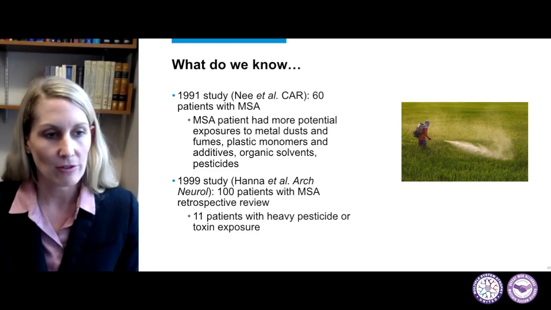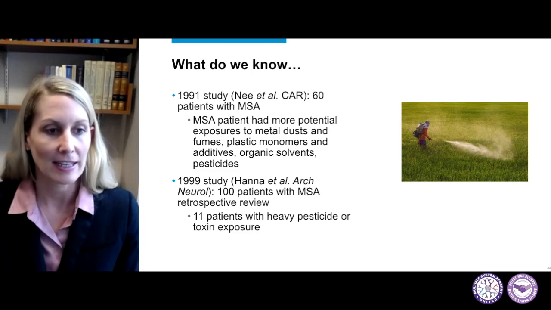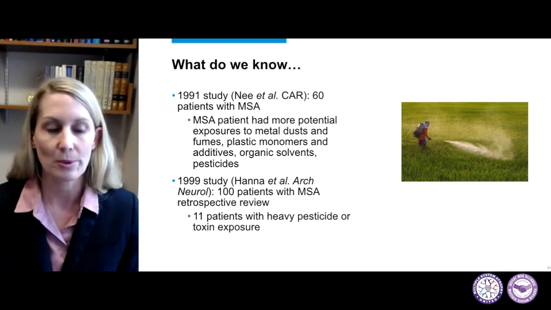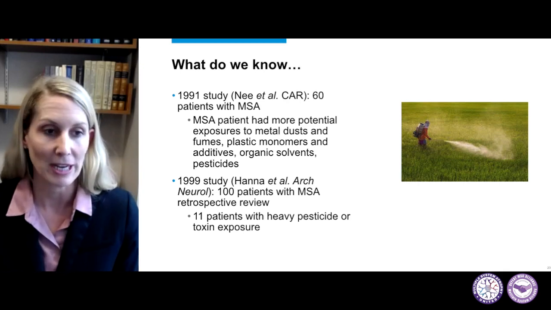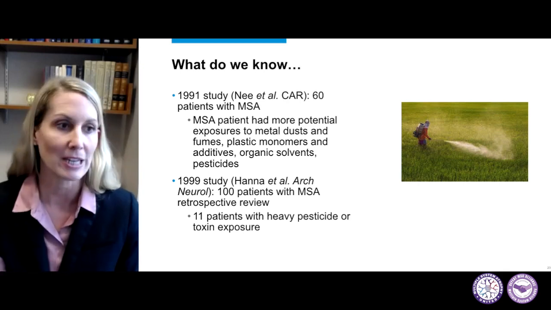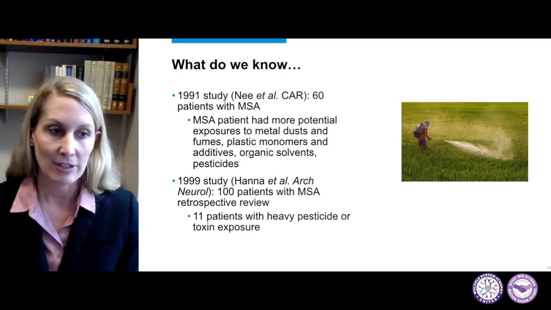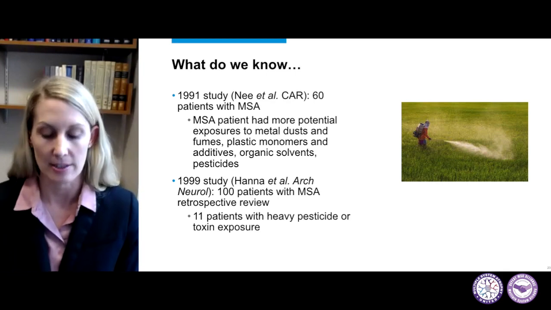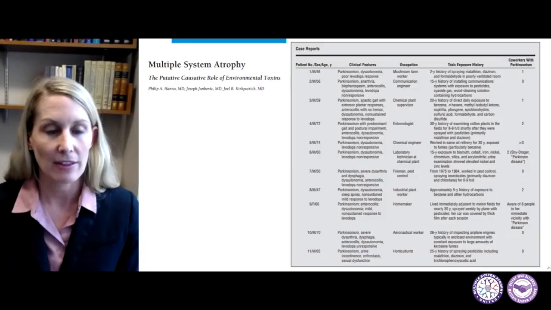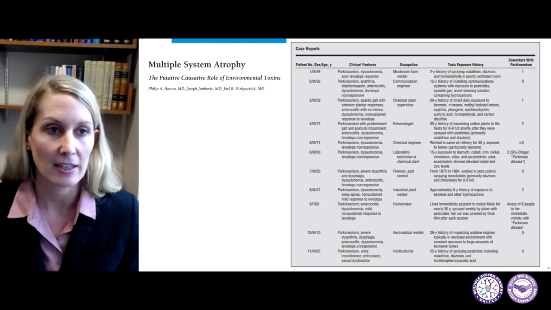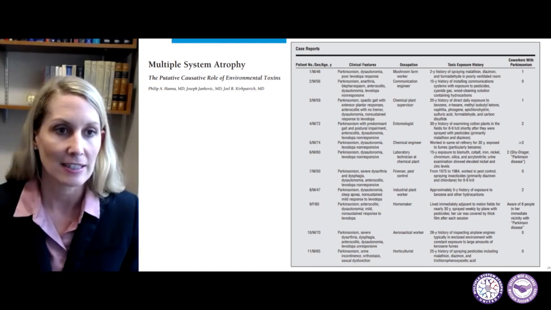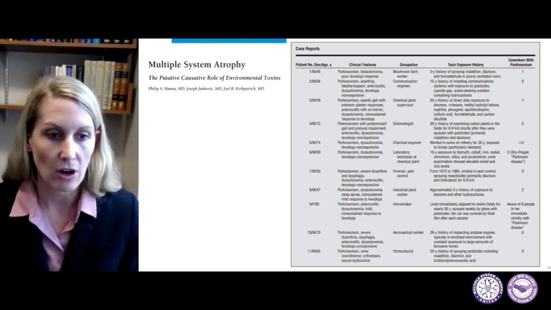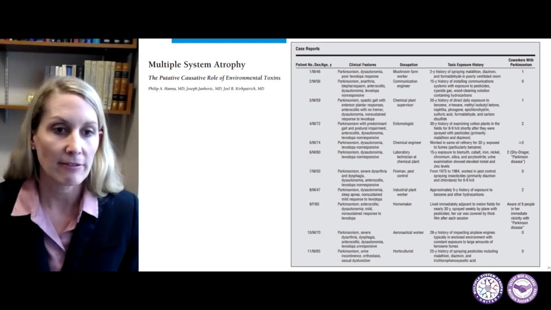And then after that, in 1999, the Jankovic group out of Texas looked at 100 patients with MSA. It was all retrospectively looking back. And they found that of these 100 patients, 11 had heavy pesticide or toxin exposure. So I'm going to highlight those patients that they discussed. You can see that the clinical features all fit with multiple system atrophy. The occupations definitely varied, as well as the toxin exposures.